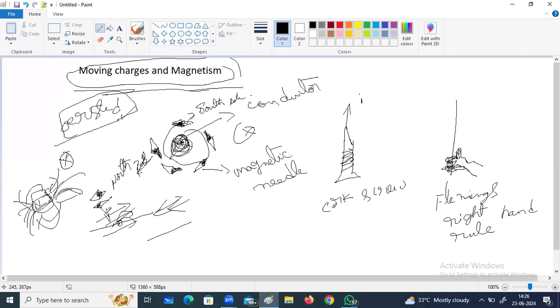First one is Maxwell's corkscrew law. So this is a corkscrew. Okay, I will change the color. Have you ever seen a corkscrew? Some nails have a corkscrew. Some nails are like this, with no corkscrew, just a direct nail with a sharp needle. If you hit it to the wall, then it goes in directly.